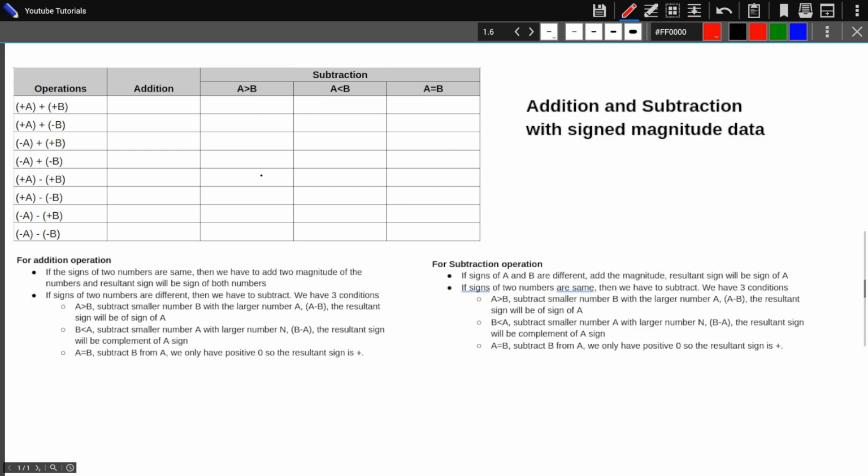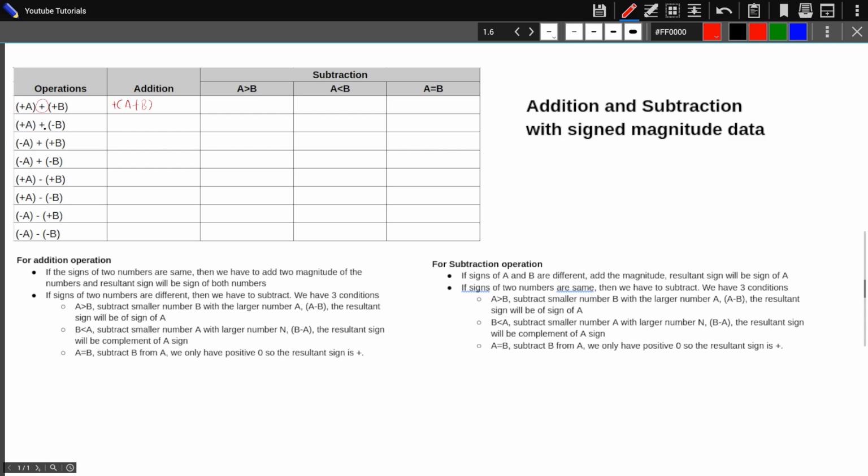Now, we need to fill this table here. So first of all, we'll start with the first row. We see that we have a positive sign here, so we go for the addition operation rule. If the signs of the two numbers are the same, then we have to add the magnitudes of the numbers and the resultant sign will be the sign of both numbers. So in case of addition, we add the magnitudes of the two numbers and then the sign will be the common sign of both numbers, which is positive.